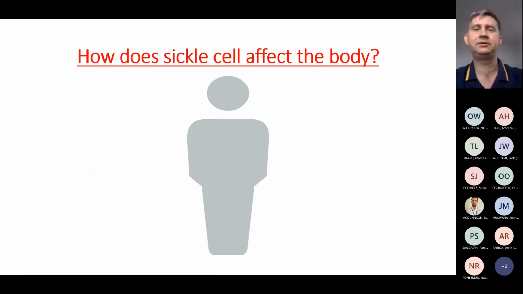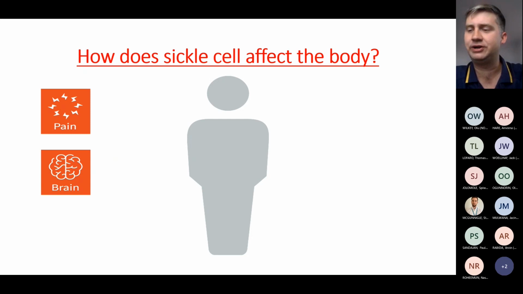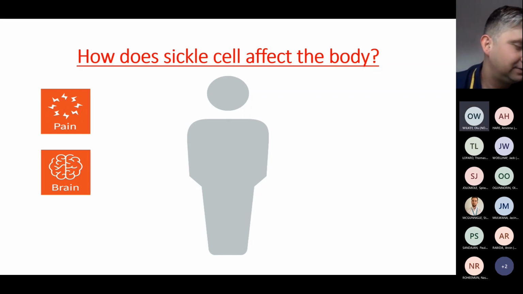Okay, so we're just going to do a brief tour of the systems to say how it can affect it. Again, this is quite low, basic knowledge, just for those of you who don't know hematology or do hematology medicine or nursing. So pain, we just talked about how pain happens through vaso-occlusion and clustering, the blockages. The brain, does anyone want to comment on how the brain can be affected by sickle cell?